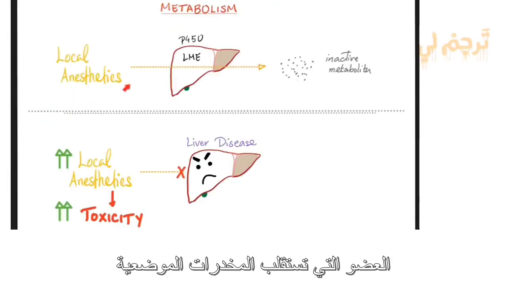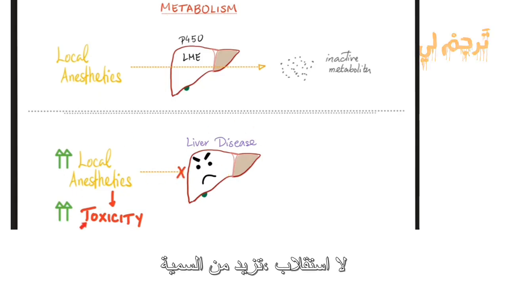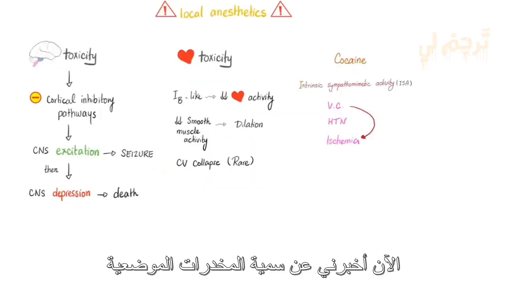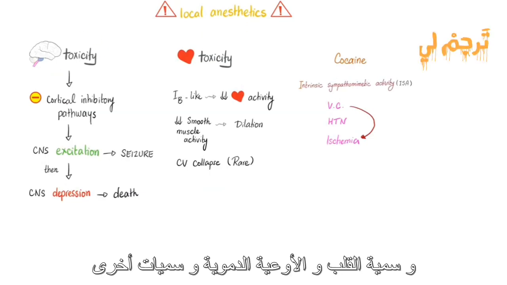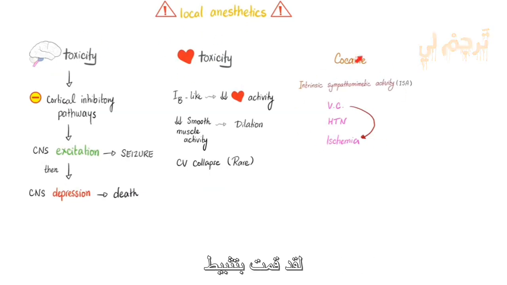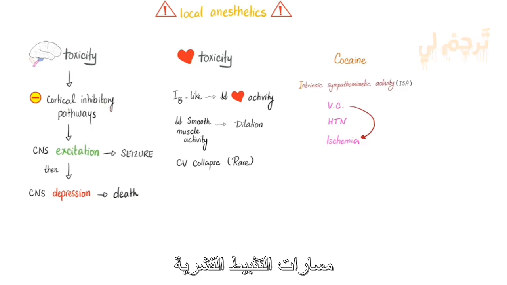Who metabolizes the local anesthetics? Liver. Therefore, liver disease will lead to what? No metabolism, increased toxicity. Now tell me about the toxicity of the local anesthetics. There is CNS toxicity, cardiovascular toxicity, and others. CNS toxicity, you inhibited the nerves, you inhibited the cortex. Oh, and you inhibited the cortical inhibitory pathways.